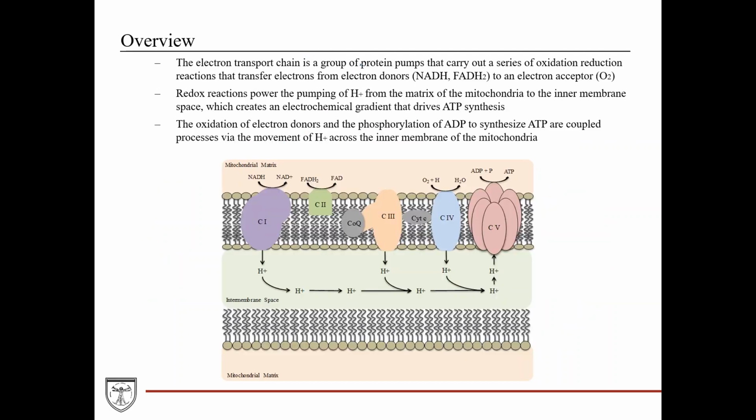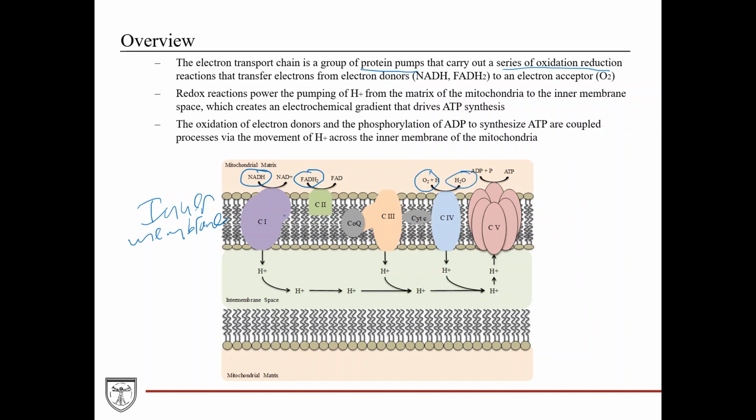So the electron transport chain is a group of protein pumps, as you can see here, found in the inner membrane of the mitochondrion. They carry out a series of oxidation-reduction reactions that transfer electrons from electron donors, NADH and FADH2, to an electron acceptor, which is oxygen, O2, the oxygen we breathe in through the lungs. As an overview, the electrons get transferred down from each of these complexes and then eventually get transferred to oxygen to form H2O.